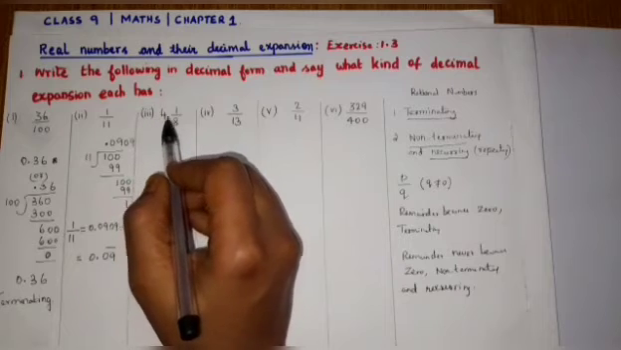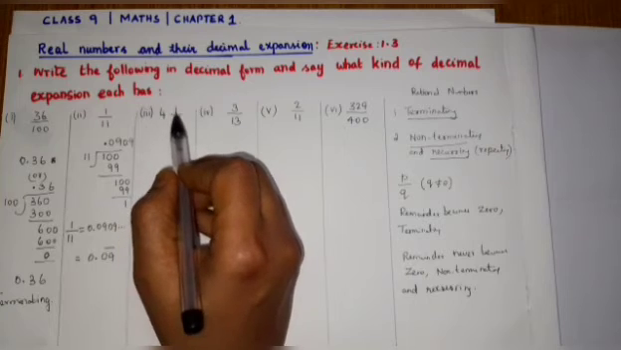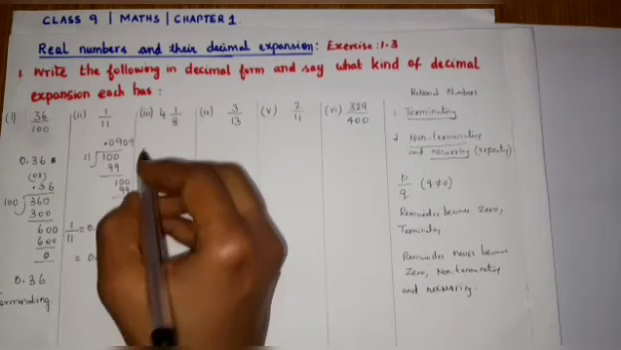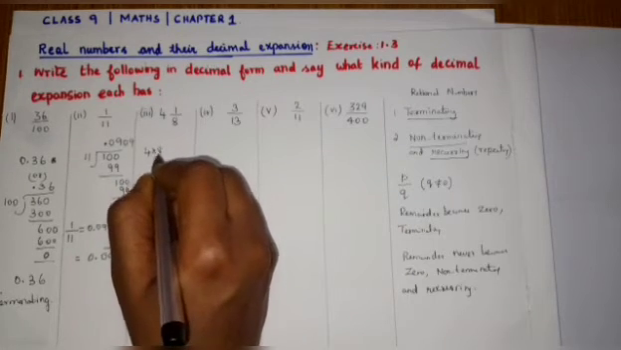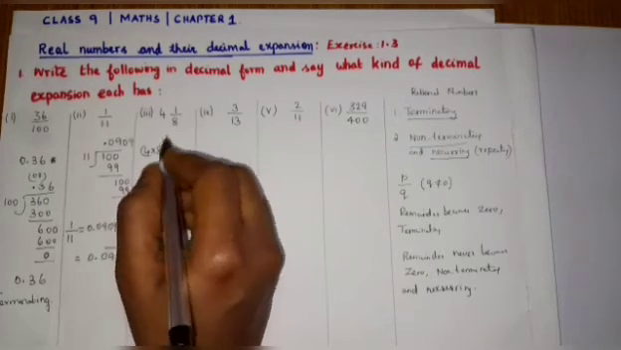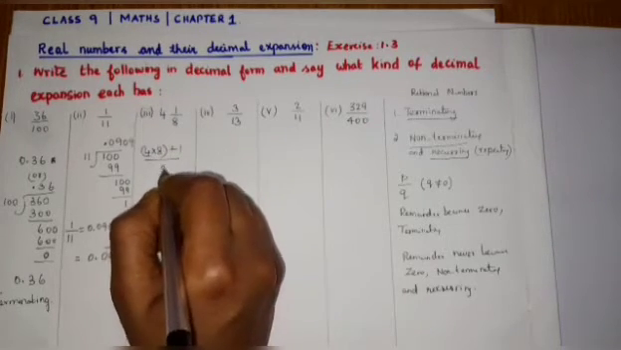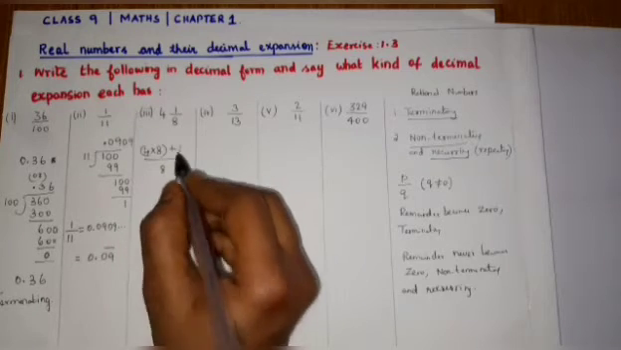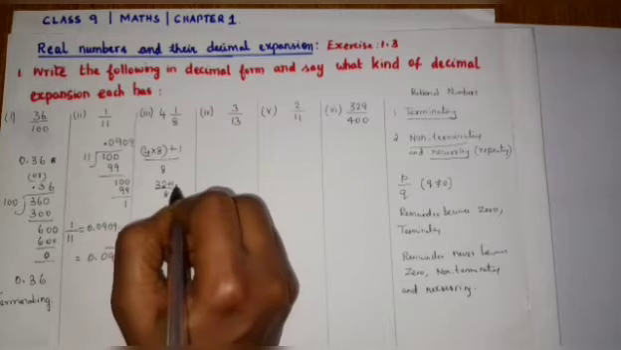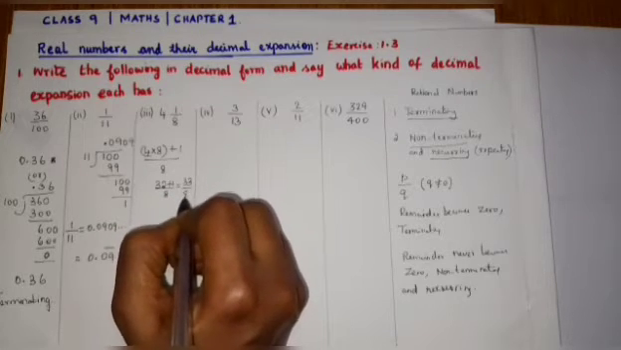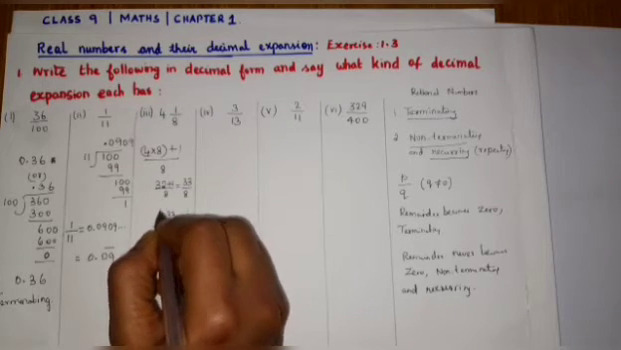Next, third problem, 4 1 by 8. This is a mixed fraction, so you convert it into an improper fraction. If you convert, 4 multiplied by 8 plus 1 by 8. 4 eights are 32, plus 1 is 33. So this is 33 by 8. You divide 33 by the number 8.